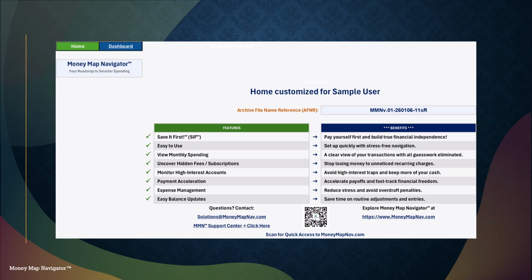It's where you save and archive your MMN. If you need to contact us at Money Map Navigator, our contact info is on your homepage. There is a link to our website support center. For quick and easy linking to our website, there is a QR code and the URL, with a clickable link. If you ever get lost, come back to home.